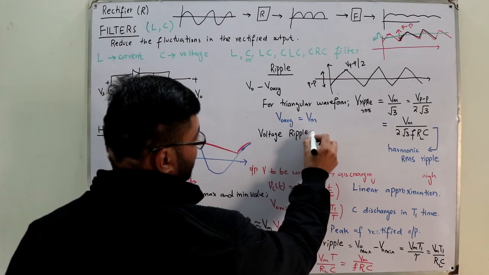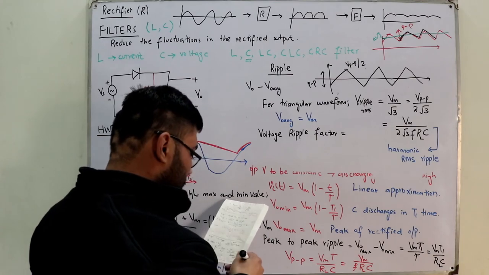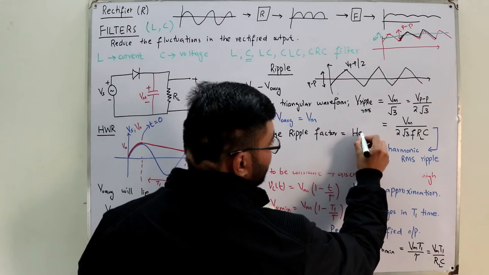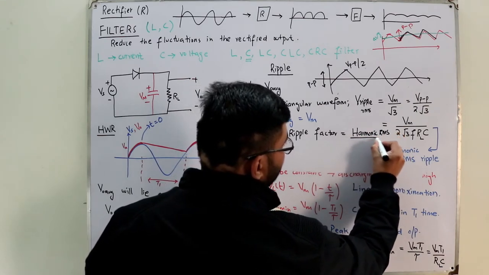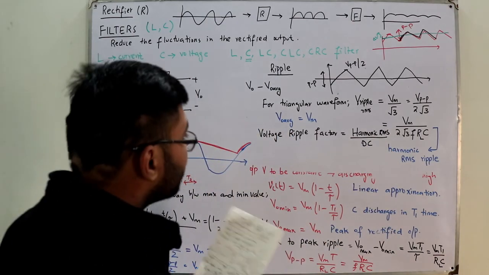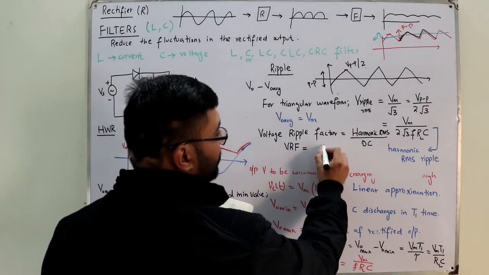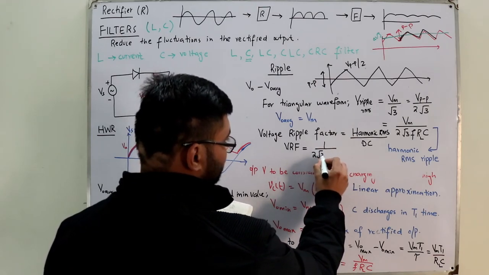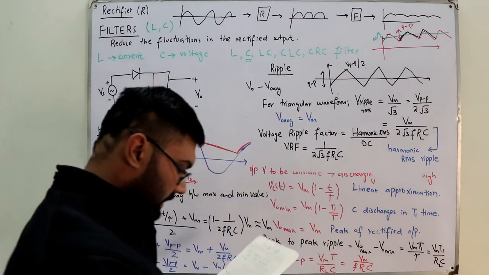this is something of importance. This is equal to what? This is equal to the harmonic RMS divided by the DC value. So I could write that the voltage ripple factor is equal to 1 upon 2 under the root 3 FRLC. So have a look.